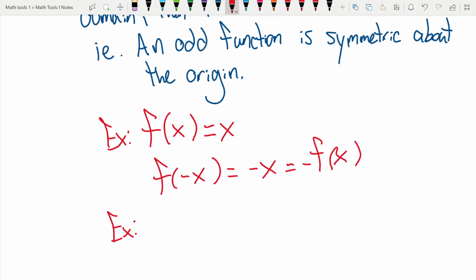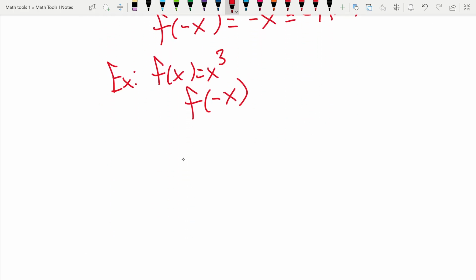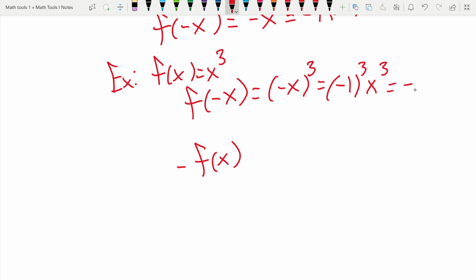Similarly, f of x equals x cubed. Here, what we do is we find f of negative x, and then you could separately find negative f of x and show that these are the same thing. So f of negative x equals negative x, cubed, which equals negative 1 cubed times x cubed. Negative 1 cubed is negative 1. So this is negative x cubed, and negative f of x is just negative x cubed. So these are the same thing.